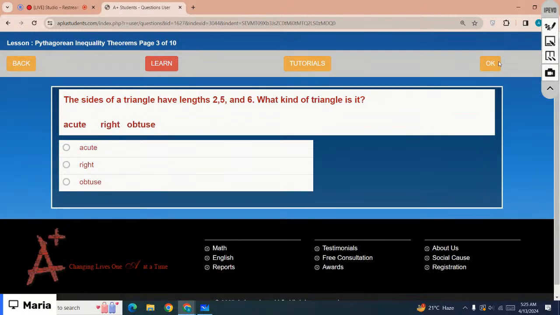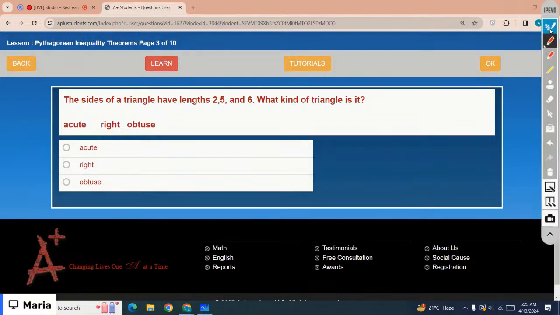The sides of a triangle have length 2, 5, and 6. What kind of triangle is it? So you have 2 square plus 5 square compared with 6 square. You have to see 4 plus 25 and 36. So 29 is less than 36. Because that is less than, that means that is an obtuse triangle. Got it? That is the obtuse triangle.